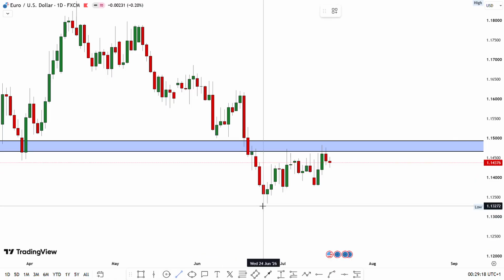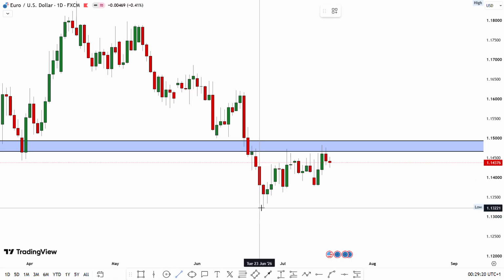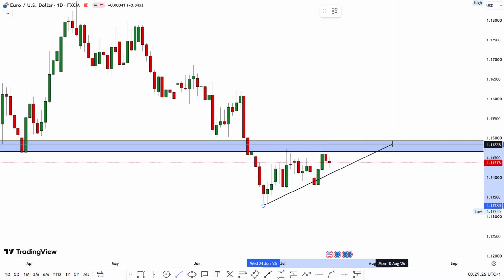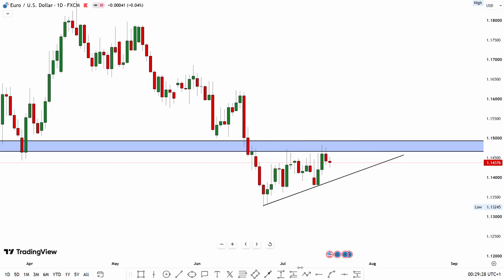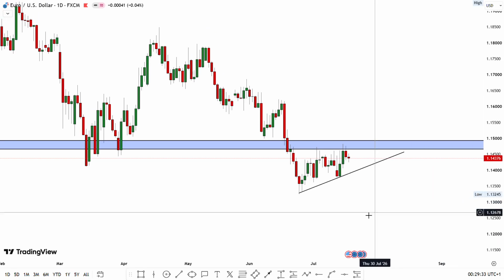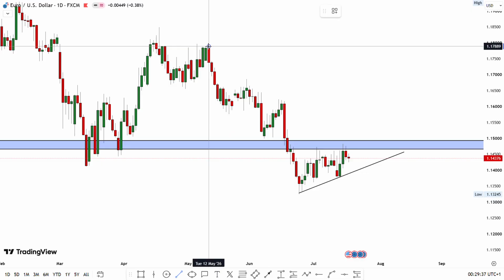Draw your counter trend line. And do what? Wait for the market to break. Don't be in a hurry, my guy. The market will come to you when it's ready.